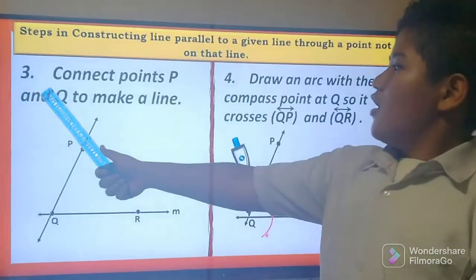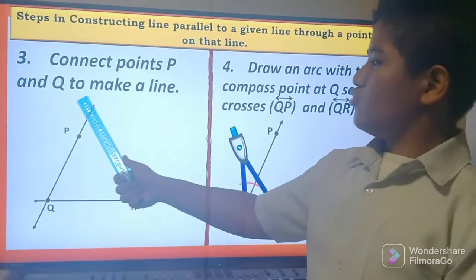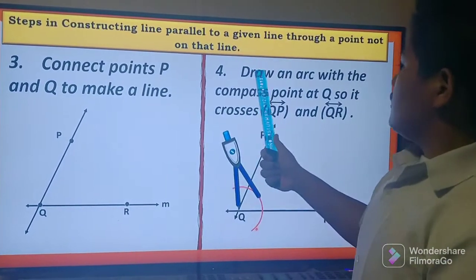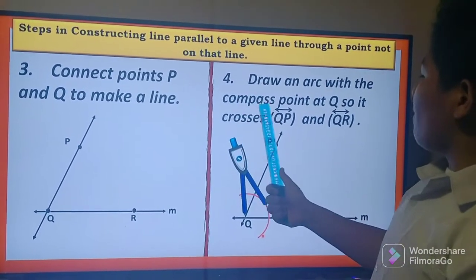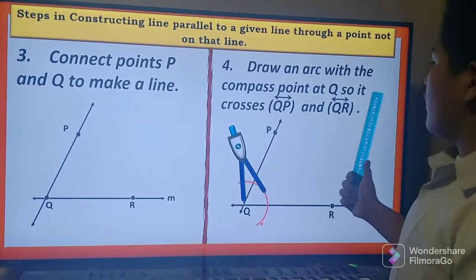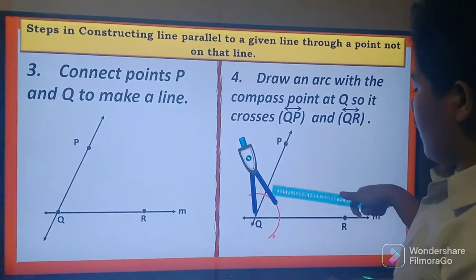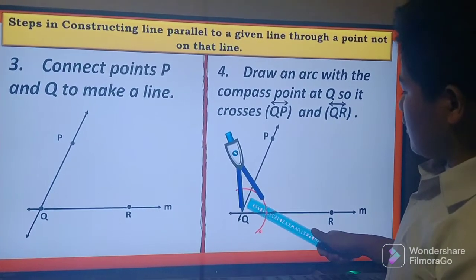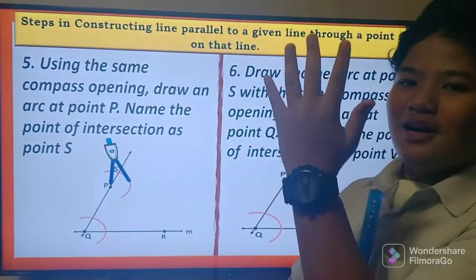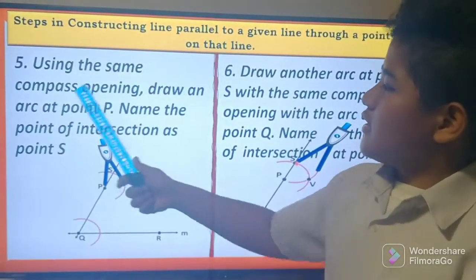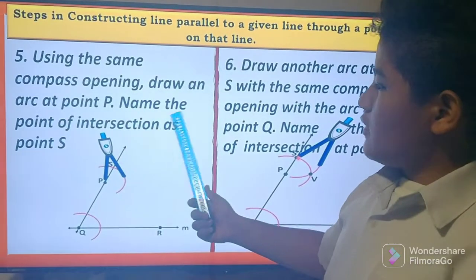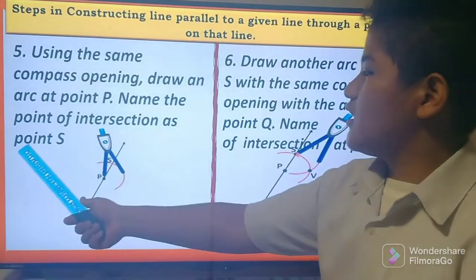Number 3. Connect points P and Q to make a line, just like this. Number 4. Draw an arc with the compass point at Q so it crosses QP and QR. This is the drawn arc and it passes QP and QR. Number 5. Using the same compass opening, draw an arc at point P. Name the point of the intersection as point S.